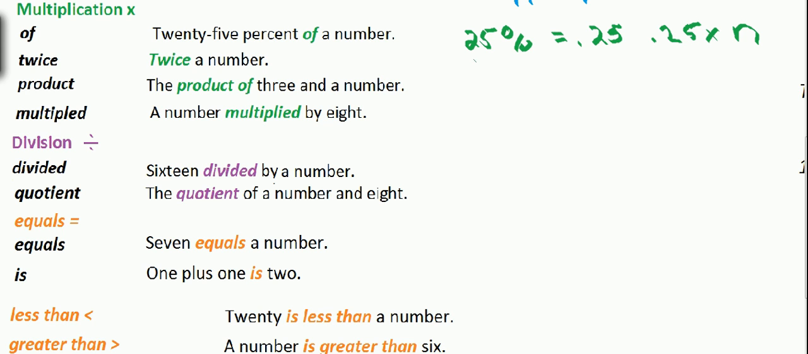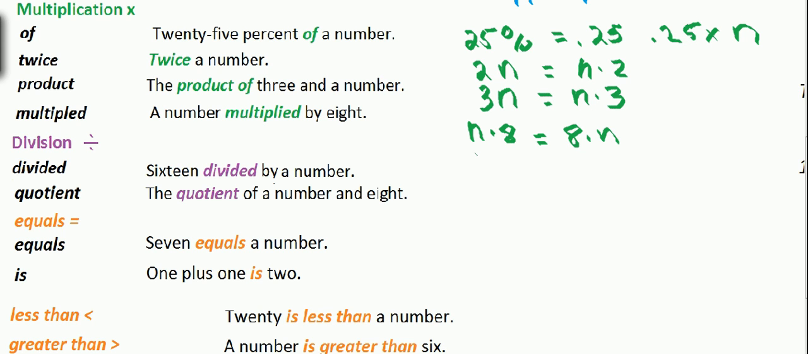Twice a number, 2 times a number. The product of 3 and a number, again, that's multiplication, and a number multiplied by 8, n times 8. Now these, just like addition, can be written either n times 8 or 8 times n, n times 3, or n times 2. Most typically we put the number and then followed by the variable.